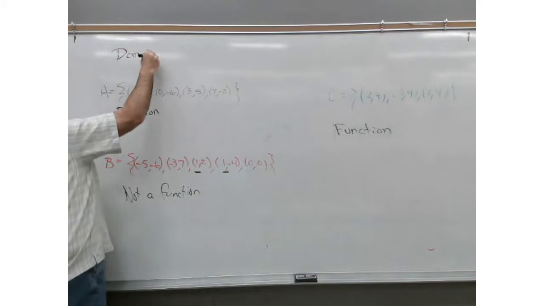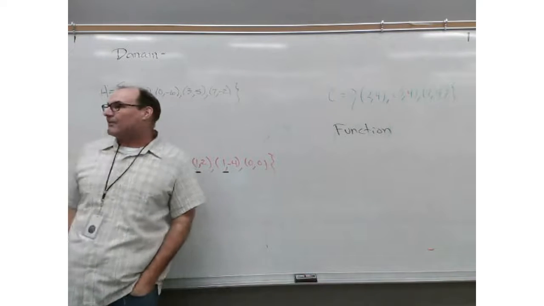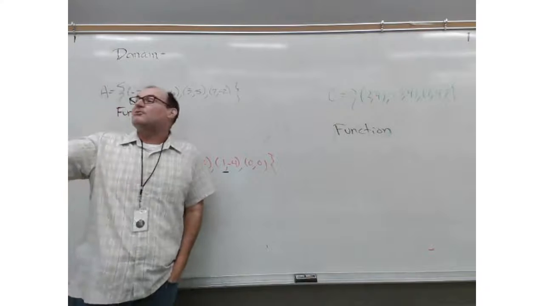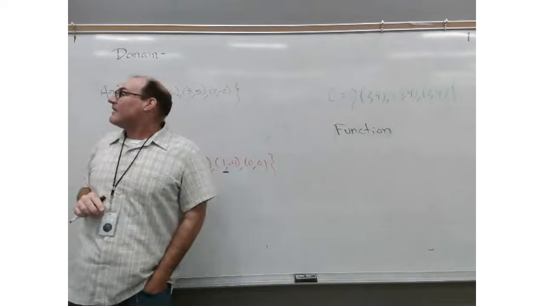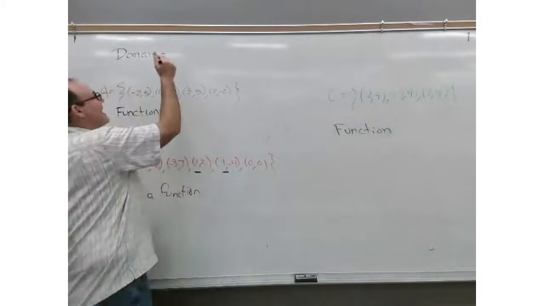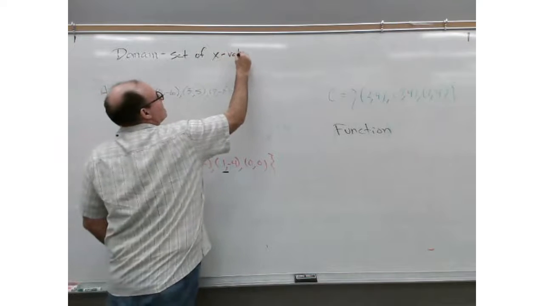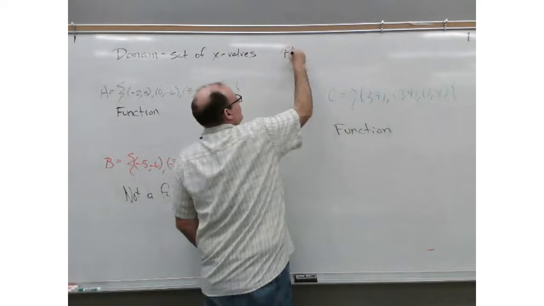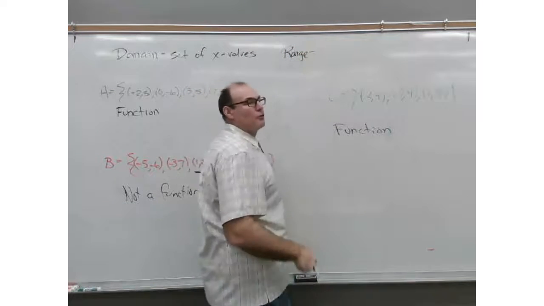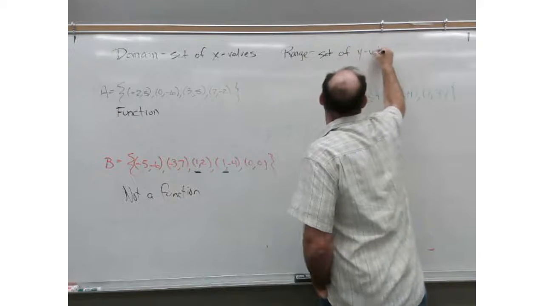There are some other words that I need you to be familiar with. The next one is called the domain of a relation. Have you heard this word before? Does anyone know what the domain is? It's the set of x values. Okay, so the domain is the set of x values. And the corresponding word is the range. And so the range is the set of y values.